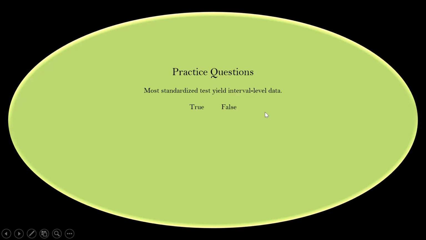Most standardized tests yield interval level data. This is true. I can't tell you how many people I've encountered that say, well, I've got an IQ of 140. They probably don't, but maybe they do. And that means I'm twice as smart as someone with a 70 IQ. Well, you can't say that, because there's no such thing as a 0 IQ. You can't make a 0 on the ACT. You can't make a 0 on the GRE or LSAT or MCAT. So most standardized tests at best yield interval level data, not ratio. So this is true.